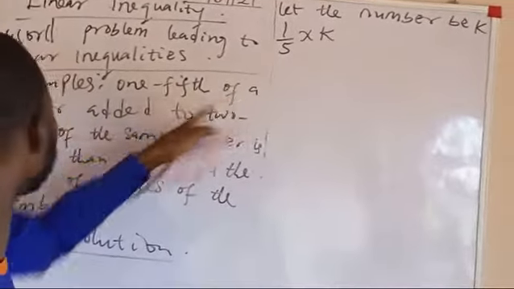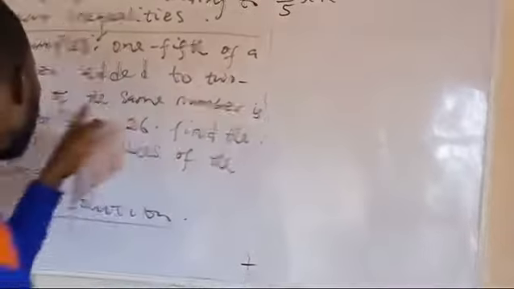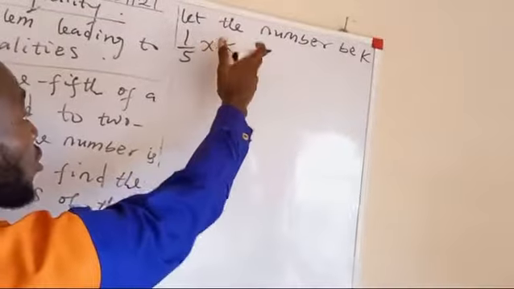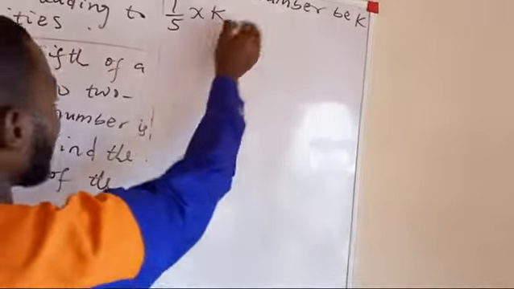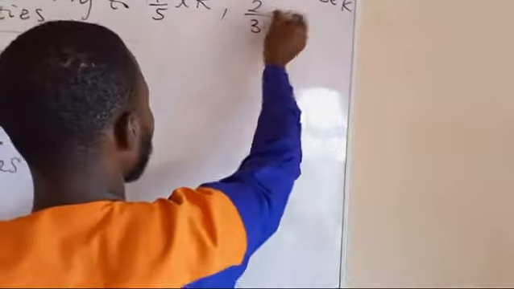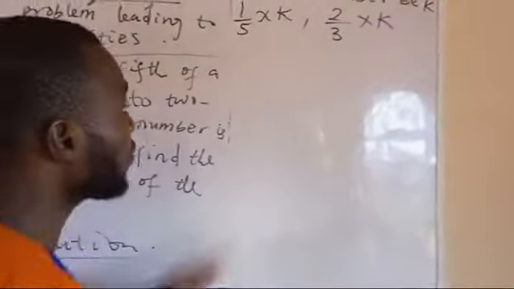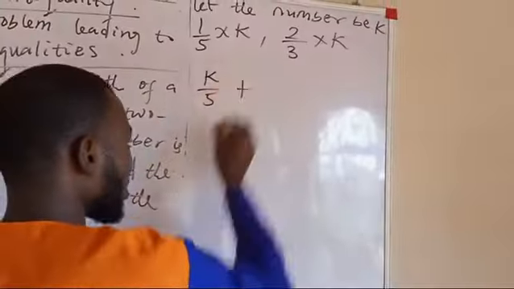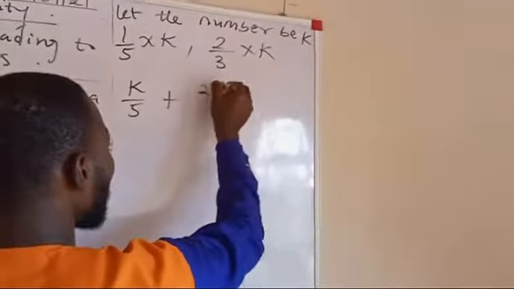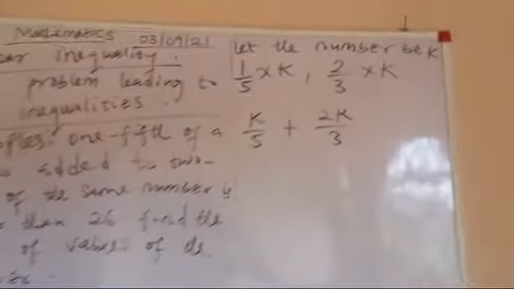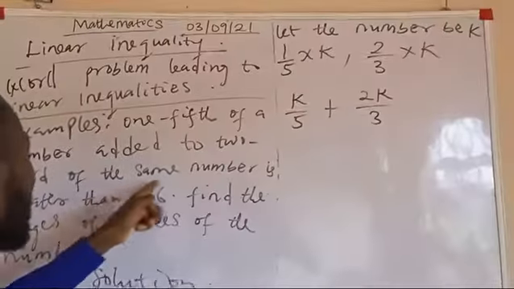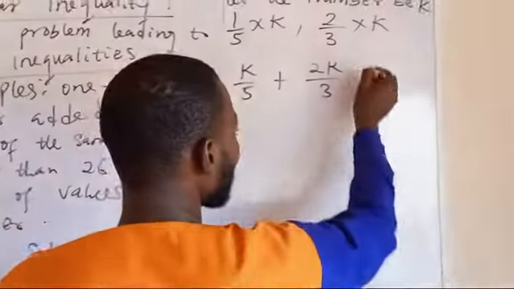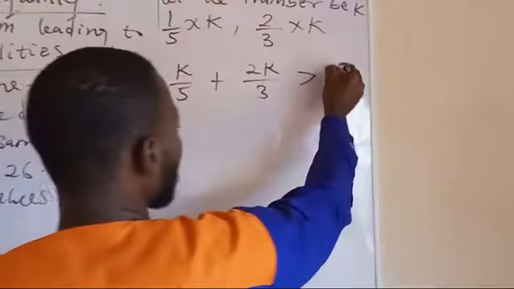Okay, 1/5 of a number added to 2/3 of the same number. So 2/3 of k is 2/3 times k. So if we are to add all this, 1 times k is going to give us k divided by 5 plus the addition. 2 times k will give us 2k divided by 3. Okay, so we are done with that one. 2/3 of the same number is greater than. Greater than is like this, your right hand. So we use this sign, than 26.